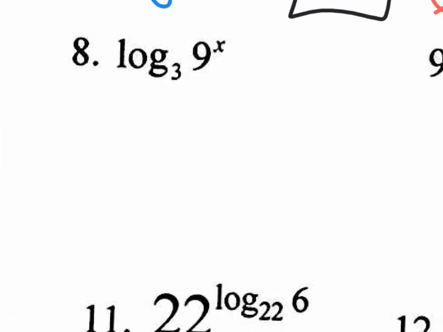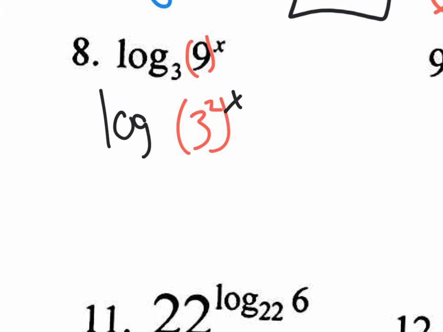Number 8's more interesting because this is a 9 and not a 3. It would be awesome if this was a 3. Why? Because I could just cancel them out. Log base 3 of 3 cancels out. So I want to make it a goal of mine when I see these guys to try to rewrite them. I want to change that 9 to a 3 squared. And of course I'm going to rewrite everything else. The x out here and the log base 3 down here.